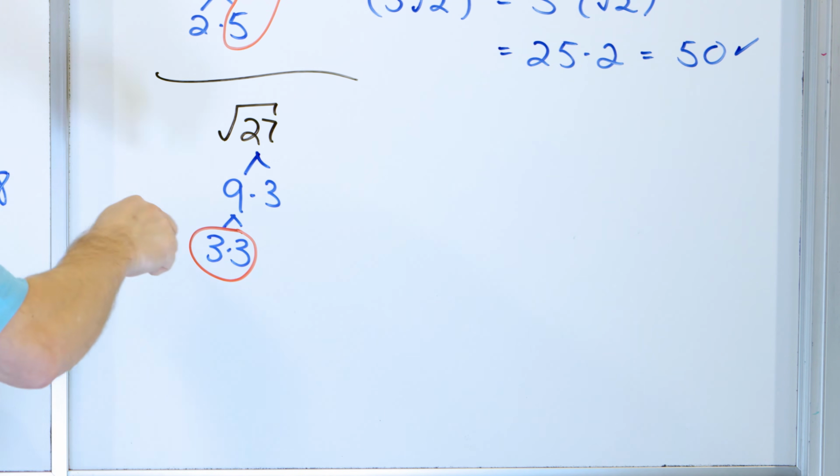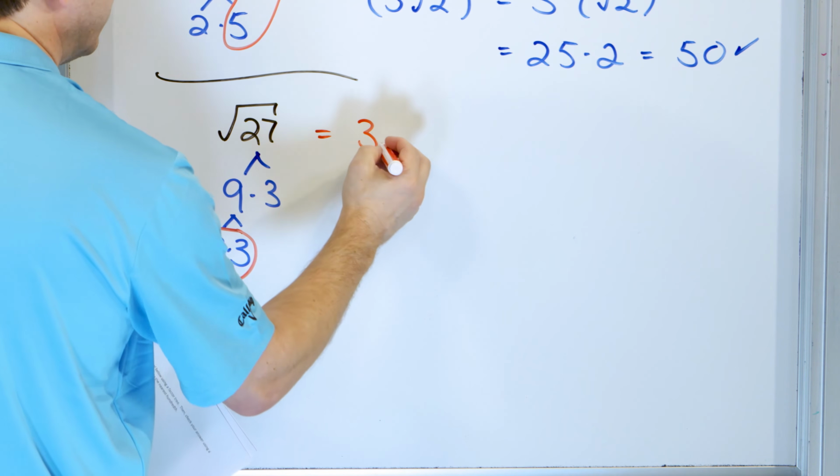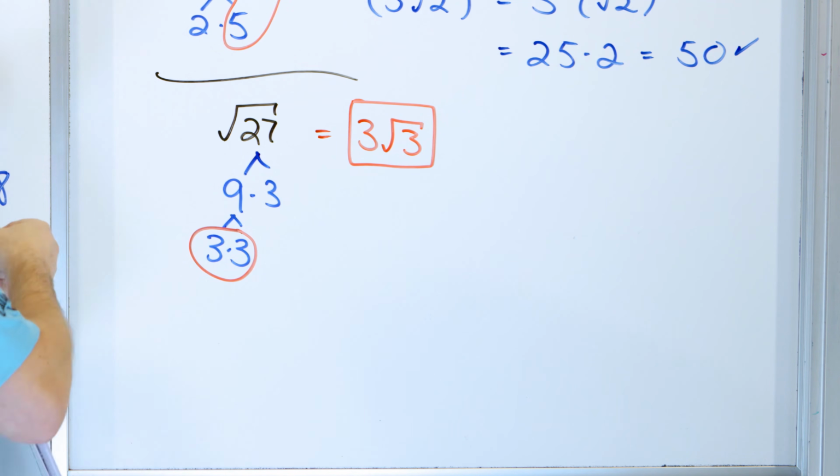So this 3 single comes out from the pair, outside the radical. This one stays under. It has no partner. 3 times the square root of 3 is the correct and final answer.